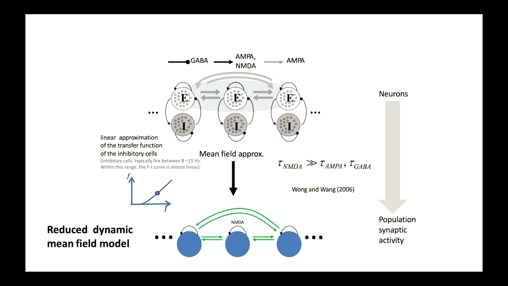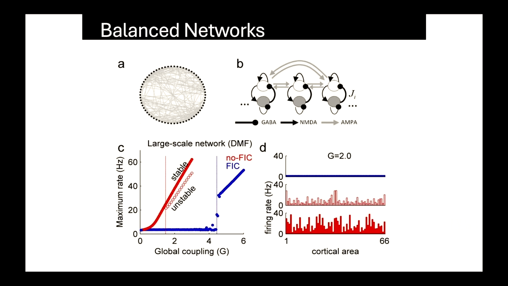You can also go for a simpler version of this model by doing some kind of linear approximation on the transfer function of the inhibitory neurons, which typically fire between 8 to 15 hertz. So, you can have an F-I curve which is almost linear, and based on that assumption you can remove the inhibitory population practically from the picture, deal only with the excitatory neurons, and still reproduce much of the brain activity. There, I think you only have a limited amount of dynamics that you can observe.